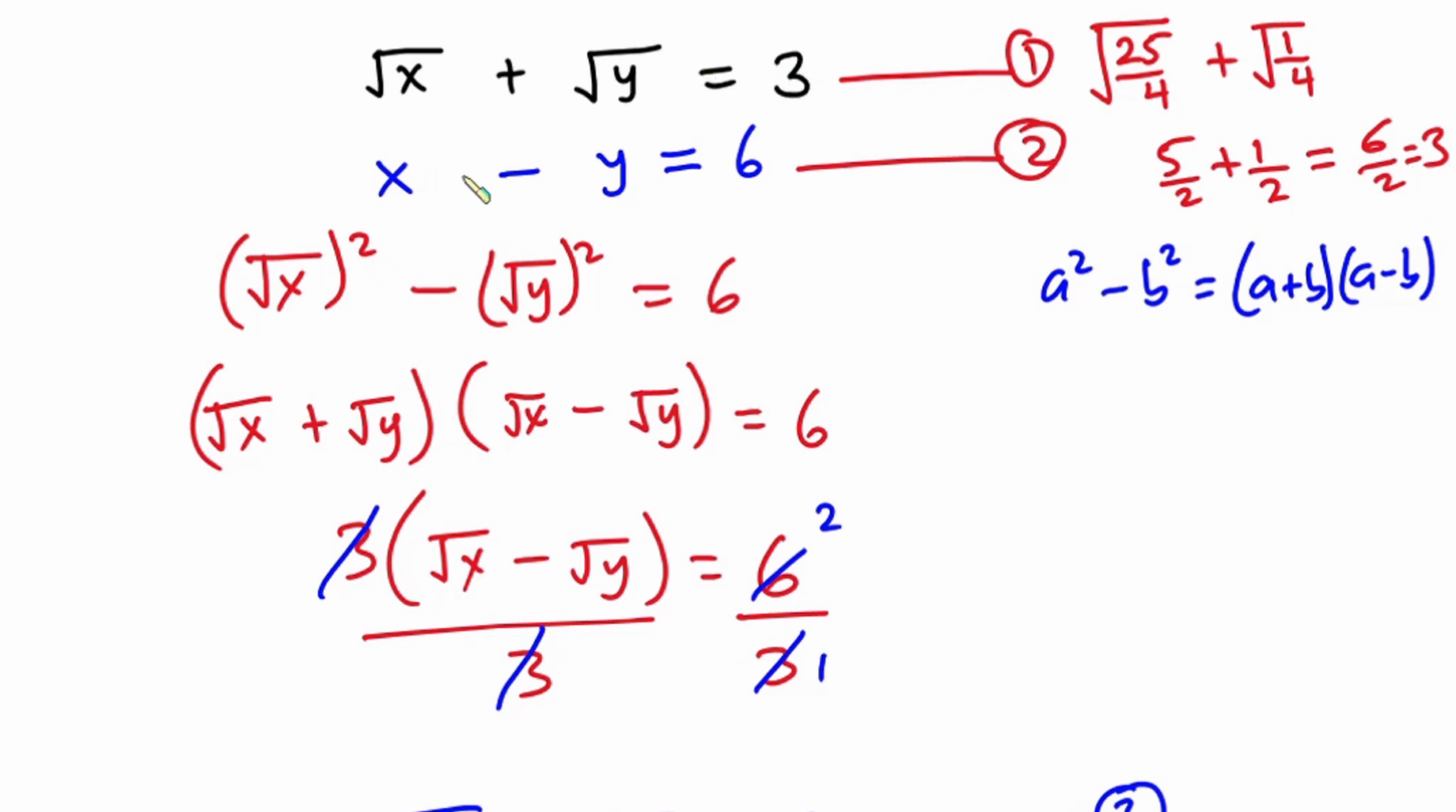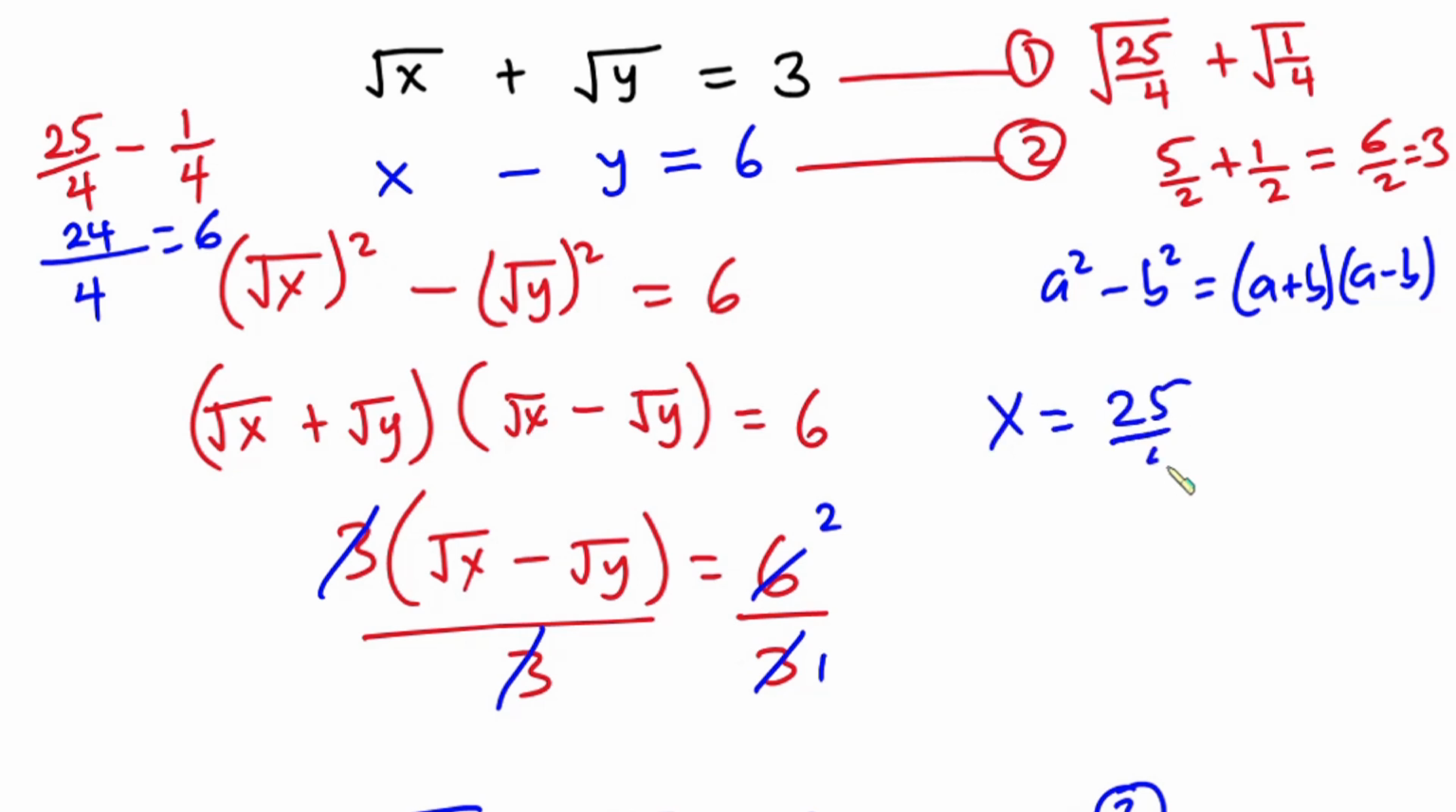Okay, now let's come to this one. We have 25 over 4 minus y, which is 1 over 4. Now we have the denominator to be 4, then the numerator to be 25 minus 1, that is 24, and 24 divided by 4 is nothing but 6. So guys, in all, we can say that the value of x is equal to 25 over 4, and y is equal to 1 over 4.